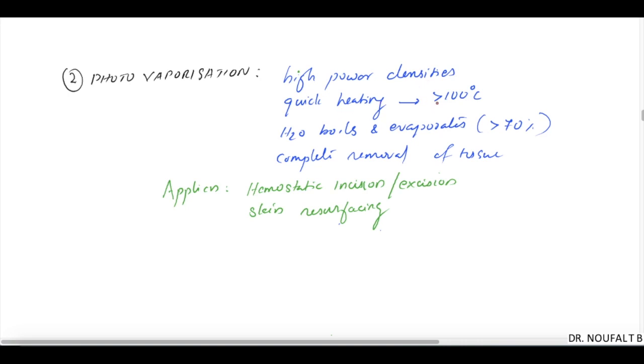heating of the tissue at a temperature of more than 100 degrees Celsius. So the water in that tissue boils and evaporates. Since each tissue contains more than 70% water, there will be complete removal of that particular tissue. So this property can be used in hemostatic incision or excision and also for laser skin resurfacing.